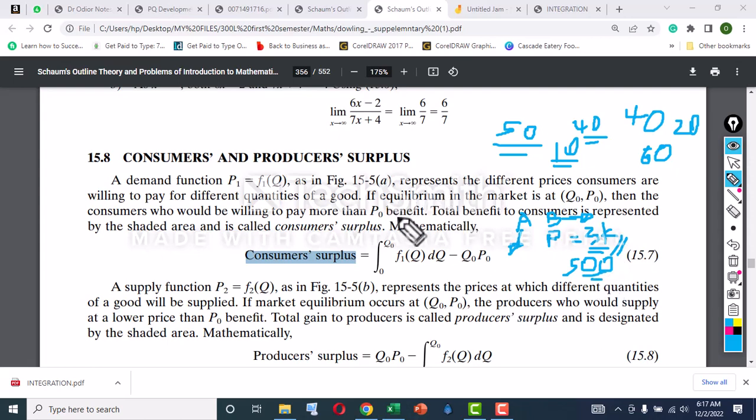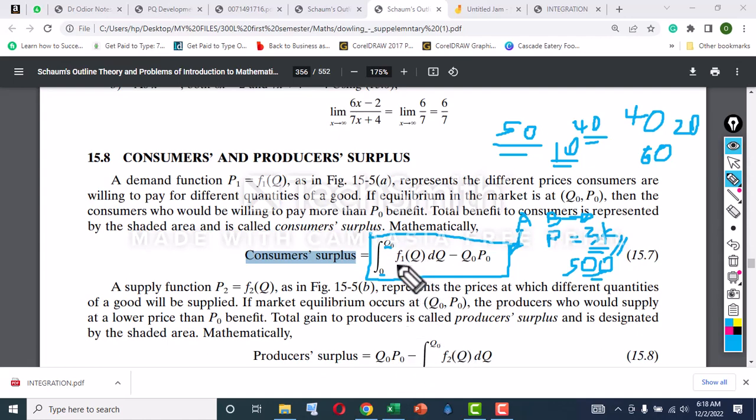So that's producer surplus. The same thing happens to consumer surplus. Sometimes the consumer may want to buy at a higher price, but the producer is now giving it to him at a lower price, 40. So you meet in the market at a lower price, 40. So that's consumer surplus. Now they actually have a formula. This is the formula for consumer surplus. It simply means the equilibrium quantity and the zero. That's the upper and lower limits.